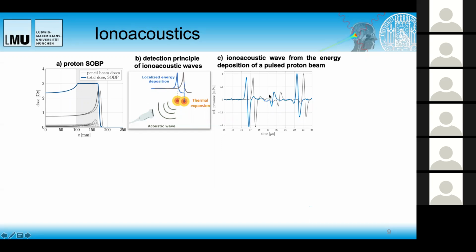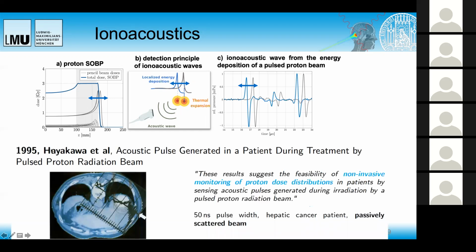And basically this concept is illustrated here. So if the Bragg peak for whatever reason is deposited somewhere else, then the thermal expansion is happening somewhere else, and this results in a time of flight offset. And by this we can also in principle detect different proton ranges. And this idea is not new, goes back quite far. In 1995, there was already a study where they successfully measured non-invasively an acoustic signal from a pulsed proton beam. And in recent years, this now found renewed interest.